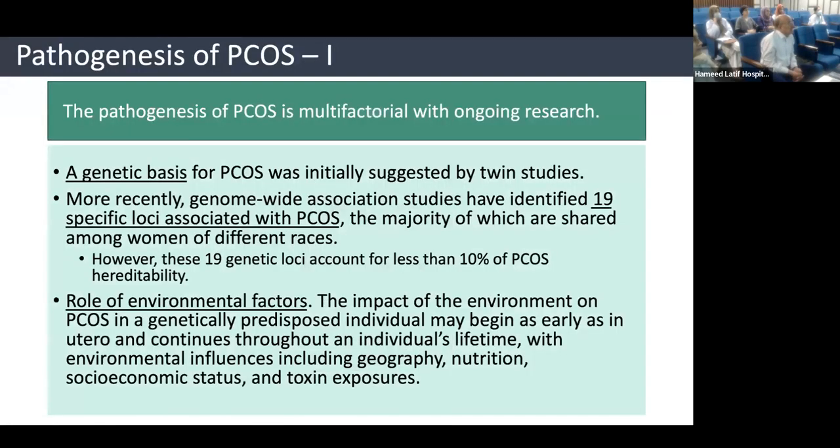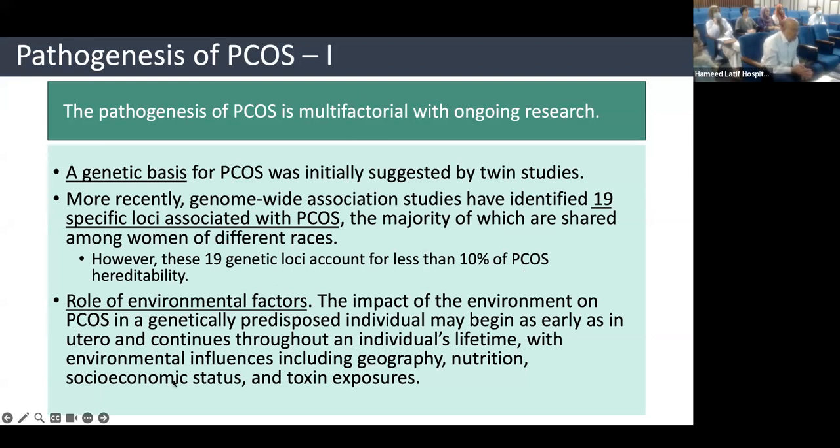Pathogenesis, how does it happen? It is multifactorial; we do not really know what actually causes it. A genetic basis is now unraveling, and maybe in the next 5 years we would find those essential genes which are responsible for that. Genome-wide association studies have identified 19 specific loci associated with PCOS. However, these 19 account for less than 10% of PCOS heritability.